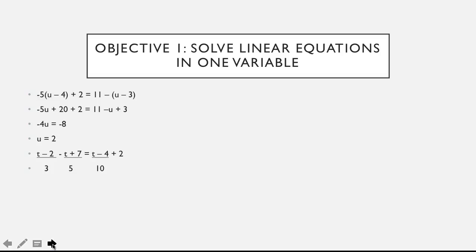Now you have fractions: (t minus 2) over 3 minus (t plus 7) over 5 equals (t minus 4) over 10 plus 2. Here you want to think about what the common denominator would be for all of the fractions. That should be 30, and then you're going to multiply everything by 30.